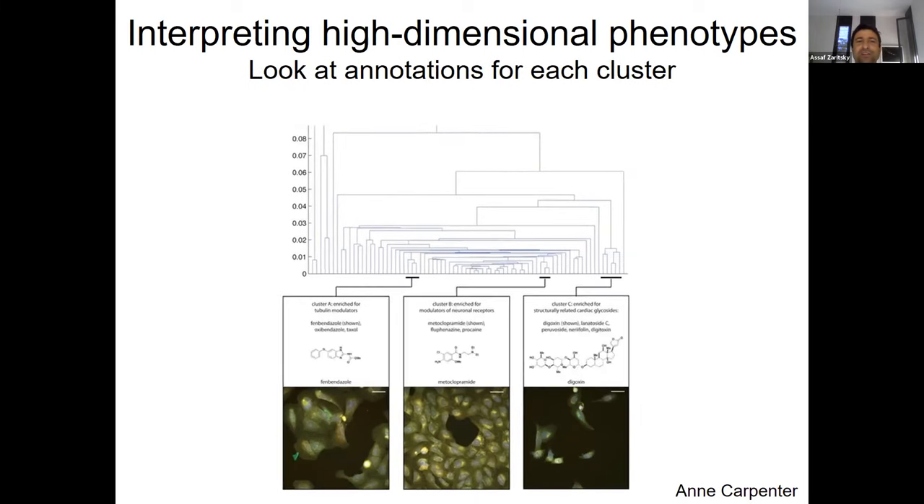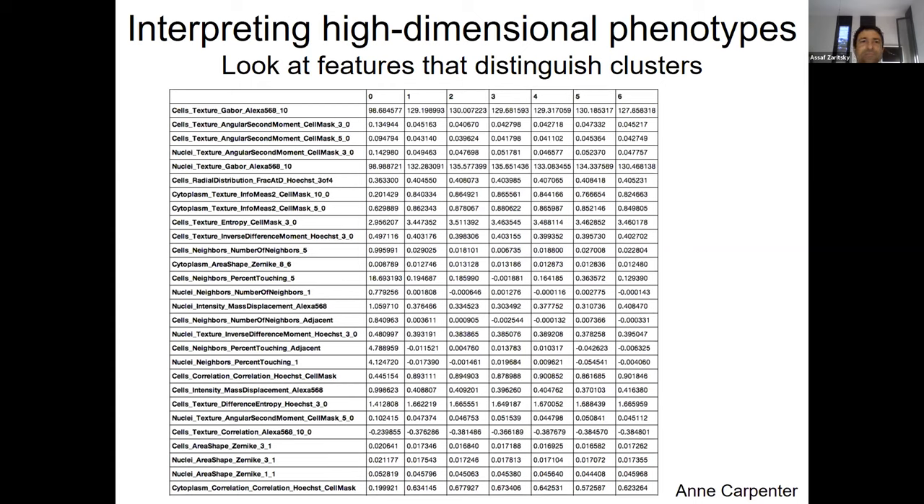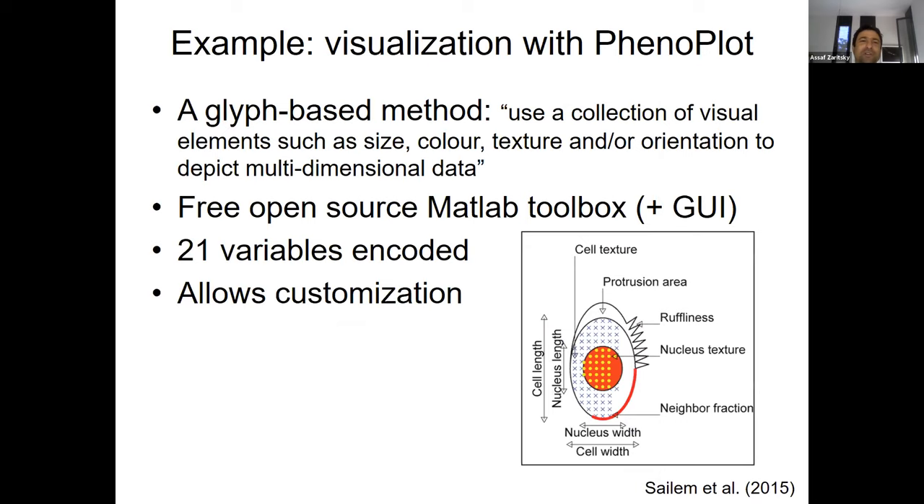Another thing that you can do, and there was a pretty nice paper, I think, that came out last year, is trying to correlate the chemical structure to the phenotype. I think there is a lot to do here yet. You can look at what are the features that distinguish between the different clusters, and then look at them and just understand what they mean. Or you can put more effort into visualization, and I think that I'll end with that.